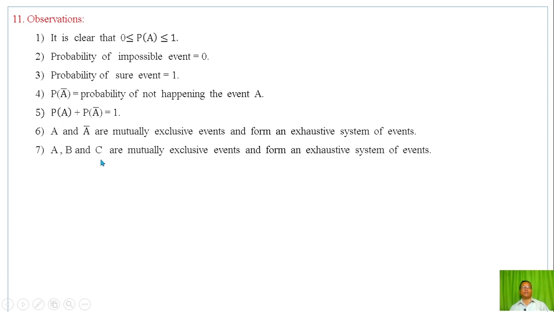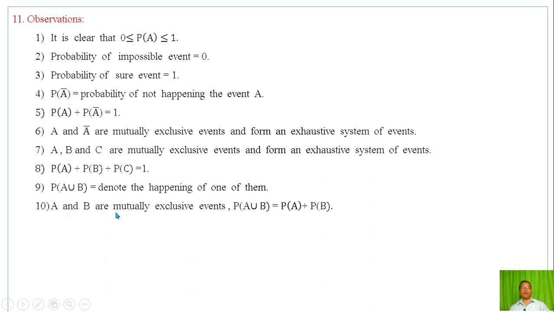A, B, and C are mutually exclusive events and form an exhaustive system of events. Then P(A) plus P(B) plus P(C) is equal to 1. P of A union B denotes the happening of one of them. P of A union B is the probability of happening of at least one of them.